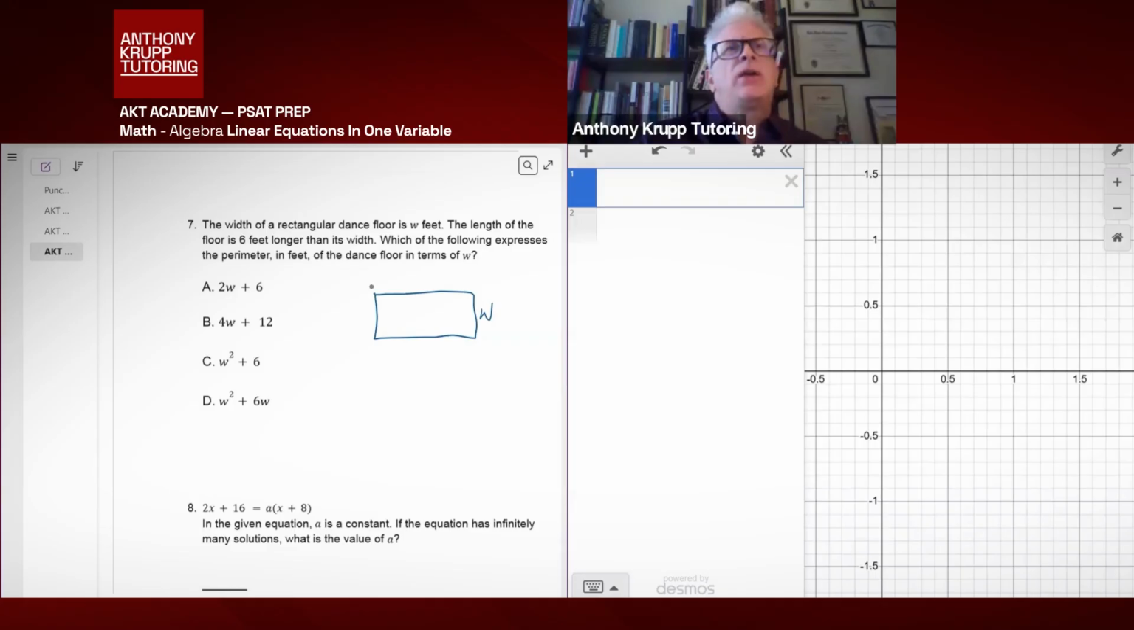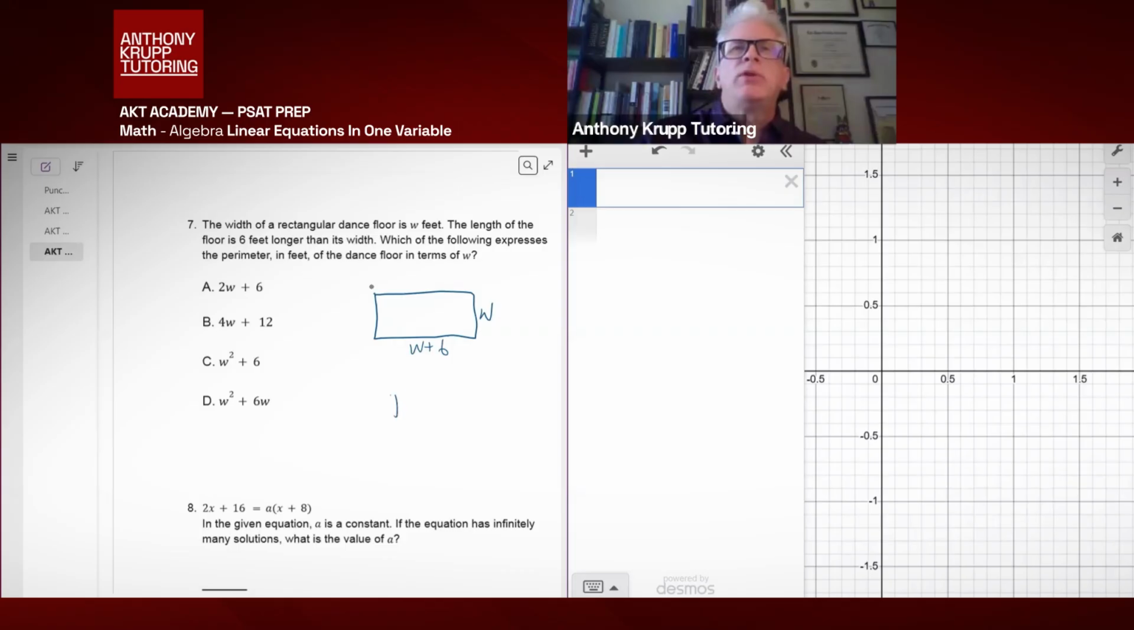Next sentence, the length is 6 feet longer. Okay, well, that's pretty cool because I drew it that way. Instead of writing L, what do you think we should write? If the length is 6 feet longer, why don't we do that? Yay! In some versions of this question, they would ask you, what's the area? In some versions, like this one, they ask you, what is the perimeter?